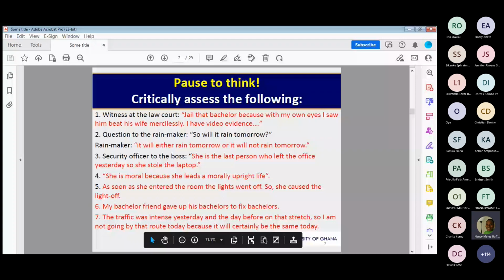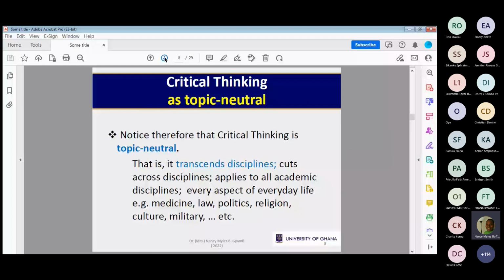Now, so all the examples on your screen currently from 1 to 7 are showing you some logical errors that are being committed, and we will engage almost each one of them more closely under their unit. Okay, there's one other thing you should be wary about or conscious about. That is the fact that critical thinking is topic neutral. You would want to look on the screen whilst I engage you because I'm speaking to the slides there.